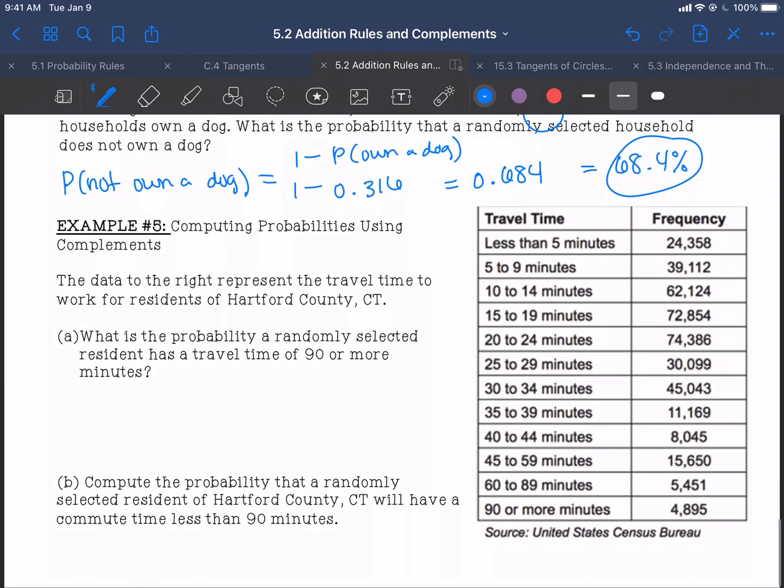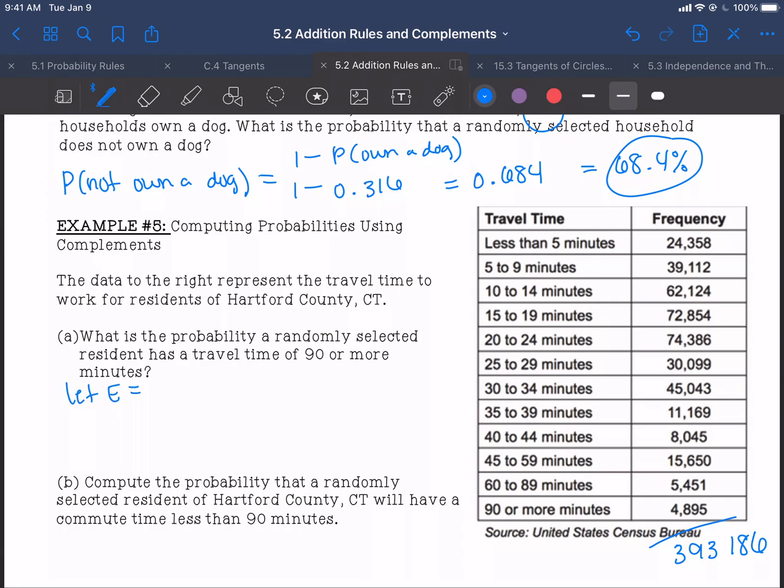And last example here, the data to the right represents the travel time to work for residents of Hartford County, Connecticut. What's the probability a randomly selected resident has a travel time of 90 or more minutes? Okay, well, first of all, these are mutually exclusive because there's no overlapping. So we need to know the total amount. If we added all those together, that would be 393,186.